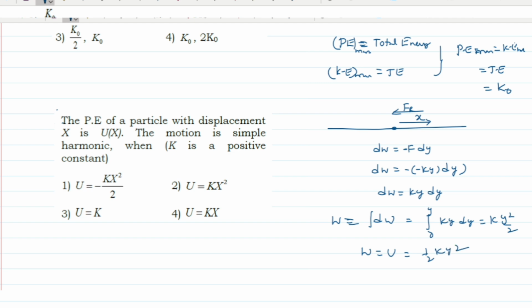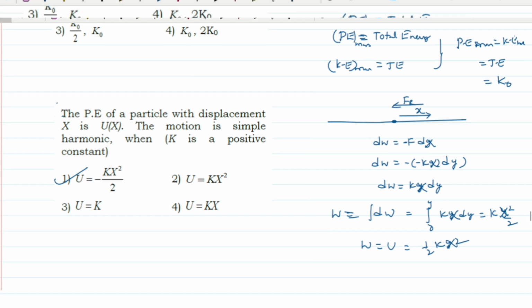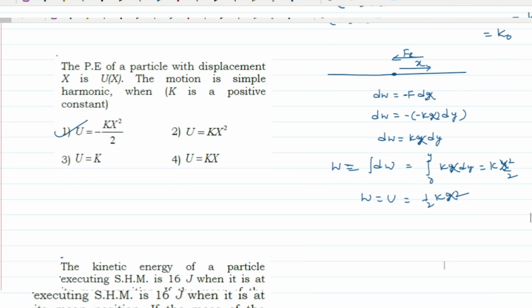Here I took it as x values, so it is dx, and the result is half k x square, with x square by 2 in the expression. So here the first one is the correct answer. Let us see the next question.